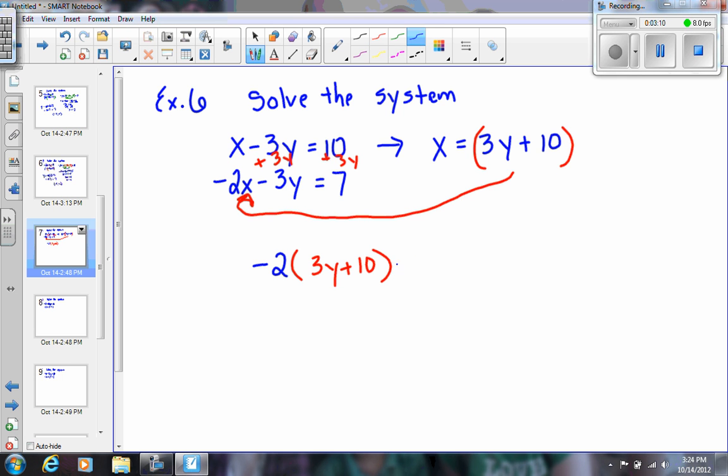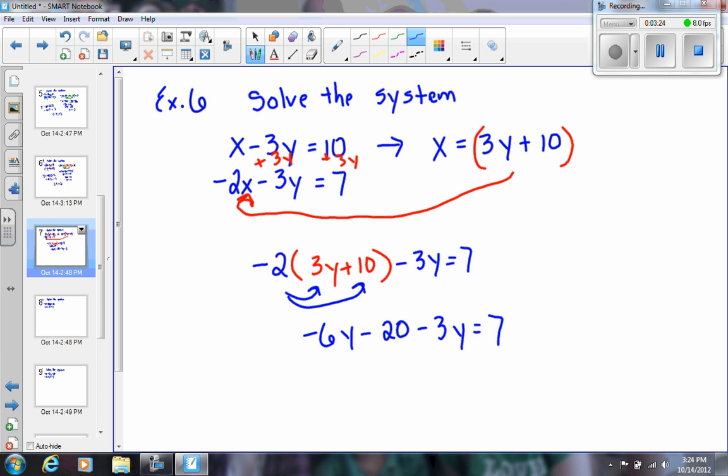Then I have minus 3y equals 7. Distribute. We get negative 6y minus 20 minus 3y equals 7. Again, these are on the same side of the equal sign, so I combine and I get negative 9y. And I'm going to go ahead and add the 20. So I get negative 9y equals 27. And when I divide by negative 9, I get y equals negative 3.